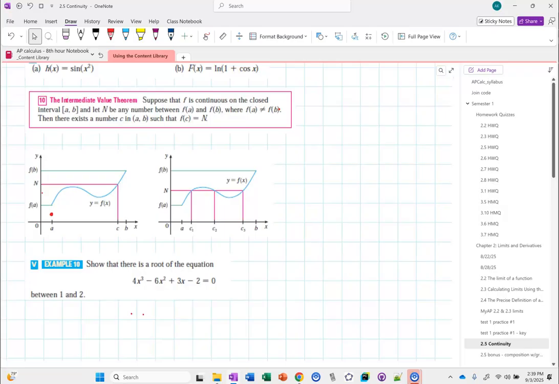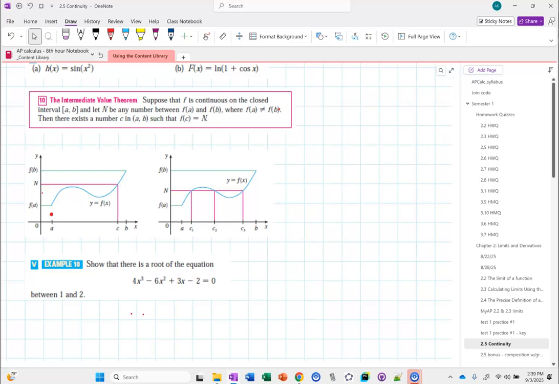Then there exists an x value, a c, on the interval from a to b, such that f of c is equal to n. The intermediate value theorem does not tell you how to find that c. It just says there is one. It doesn't even have to be unique. There could be many such c's.